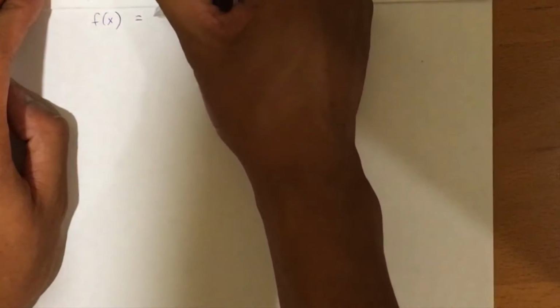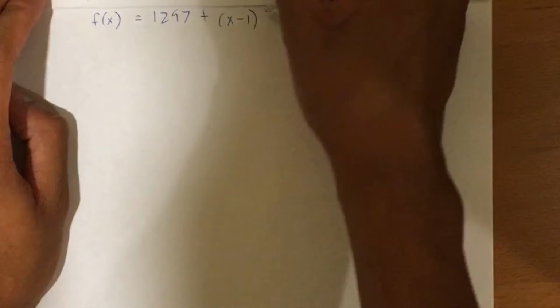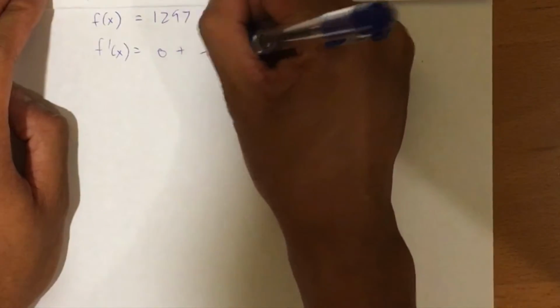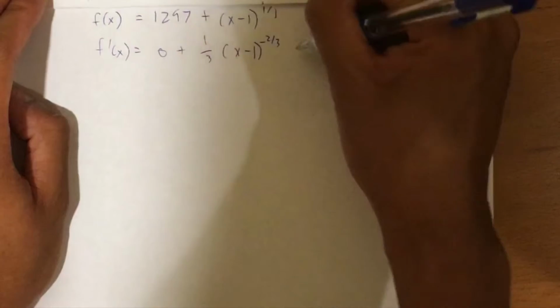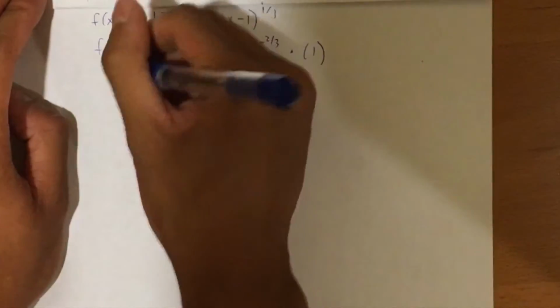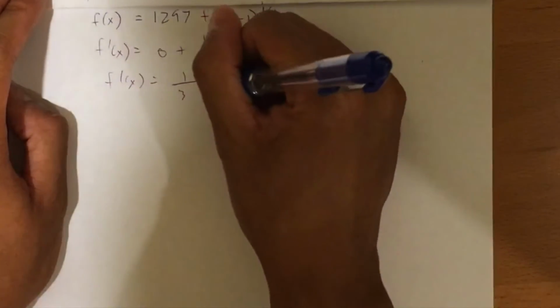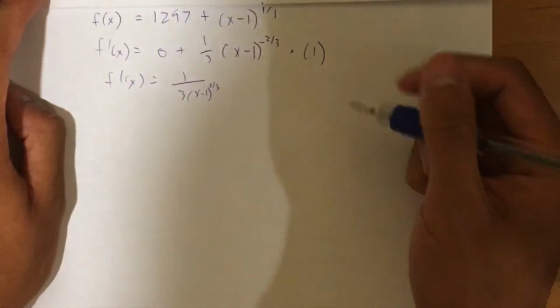Now we need to check if the function is differentiable. So we're going to rewrite f of x as 1,297 plus x minus 1 to the 1/3. So f prime of x would be 0 plus 1/3 times x minus 1 to the negative 2/3 times the derivative of the inside, which would just be 1. So f prime of x equals 1 over 3 times x minus 1 to the 2/3 power.